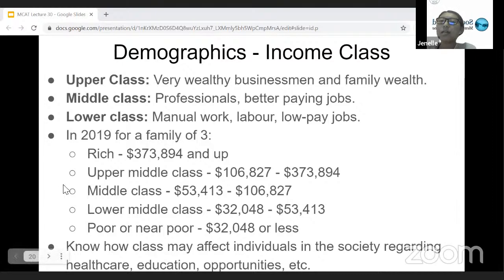And then it's also important to know how class may affect individuals in society regarding healthcare, education, opportunities, and more. So it tends to be the case that as you go higher up in the class, the healthcare treatment tends to be better. They also tend to have more opportunities for education, and other types of opportunities, whether it be finding a job, internship opportunities, or just being able to do a bunch more things, as opposed to mainly focusing on paying the bills and taking care of their family.